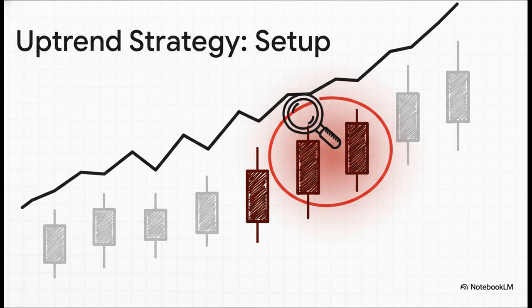Okay, so here's the step-by-step setup for a high probability long trade. First, the market has to be in a clear uptrend. Then, during that uptrend, we actually start ignoring all the green bullish candles. It sounds weird, but our focus is only on the red bearish pullback candles.